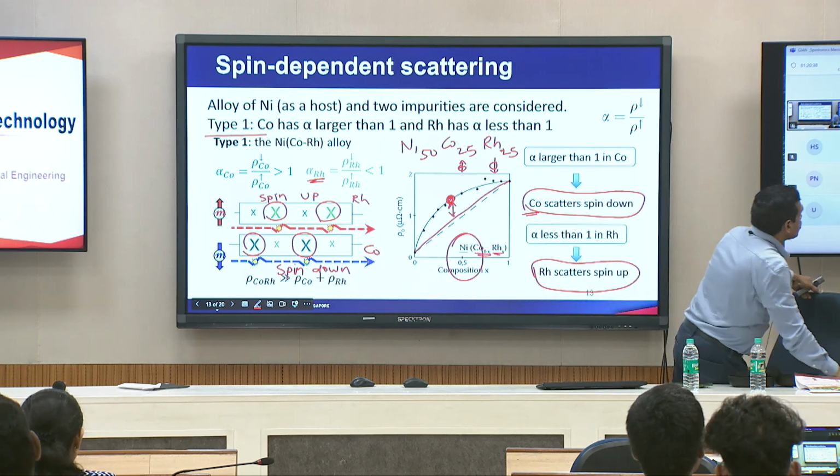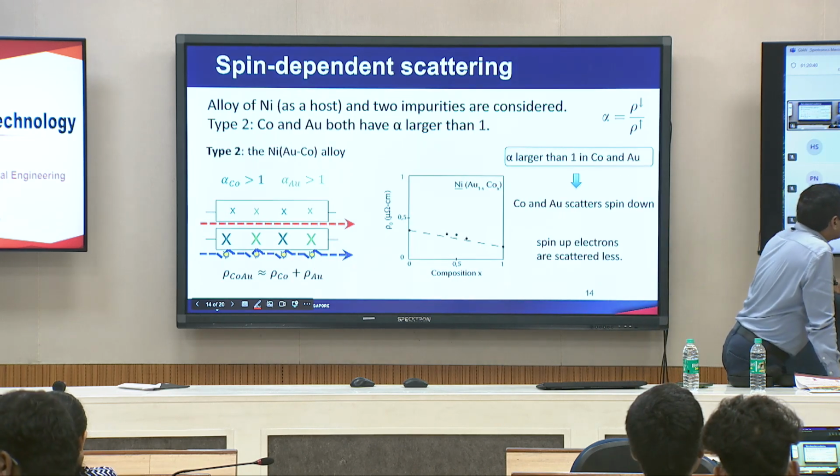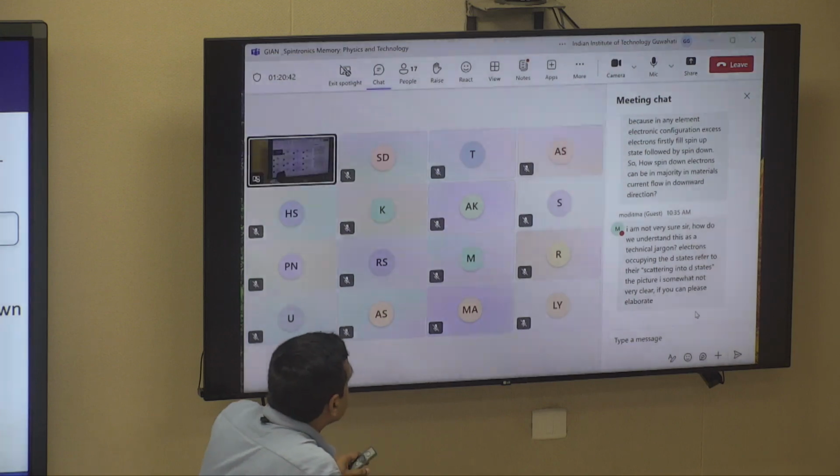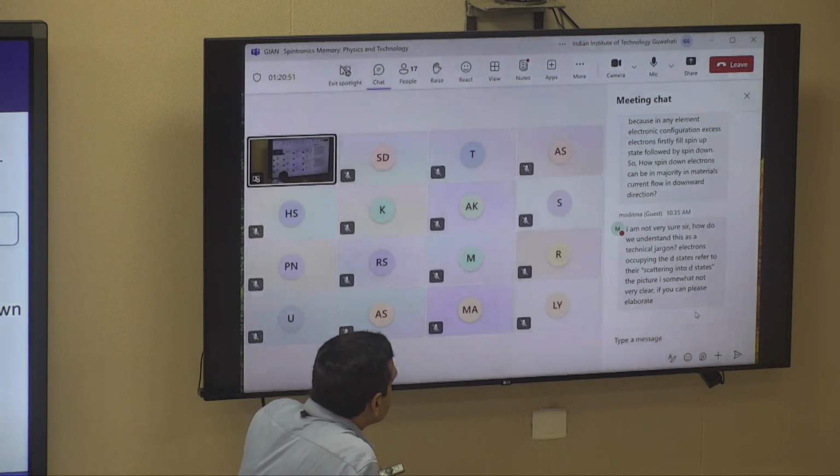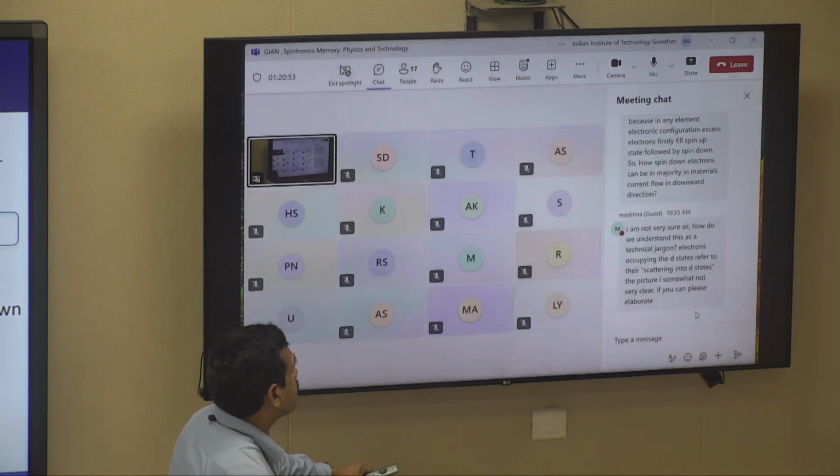I am not very sure, sir, how do we understand this technical jargon? Electrons occupying the d states refers to their scattering into d states, the picture. It is somewhat not very clear. If you can, please elaborate.